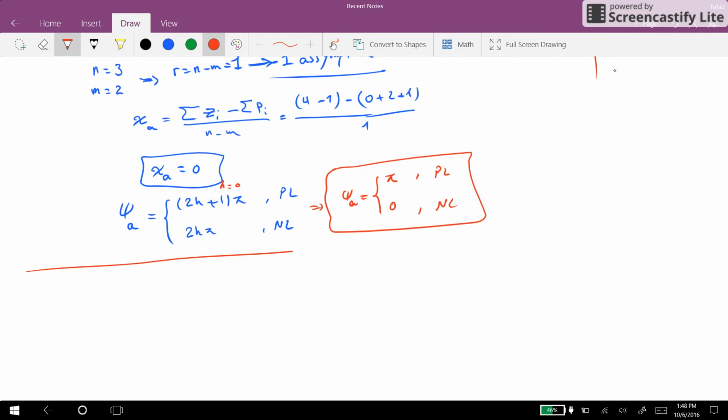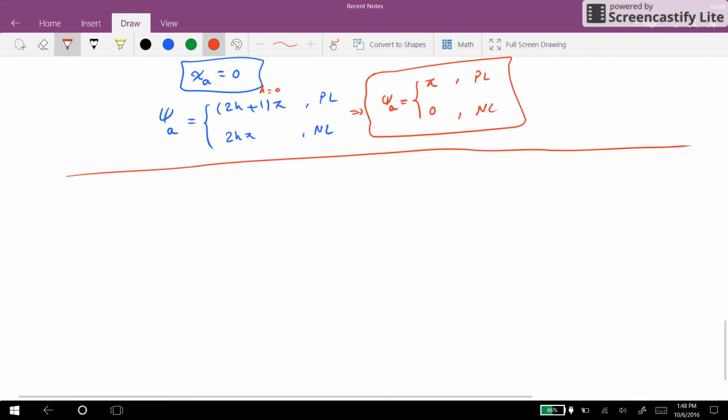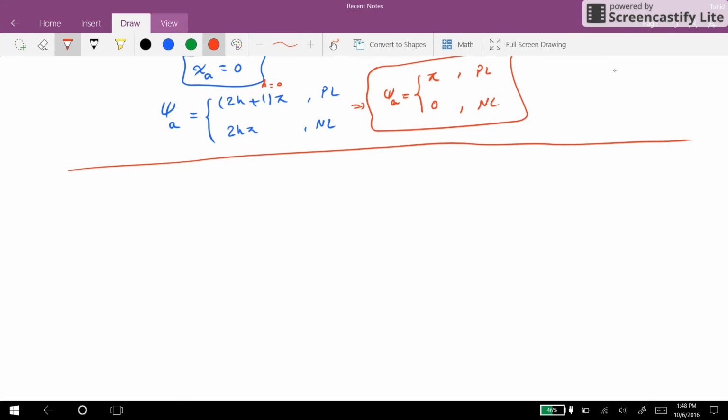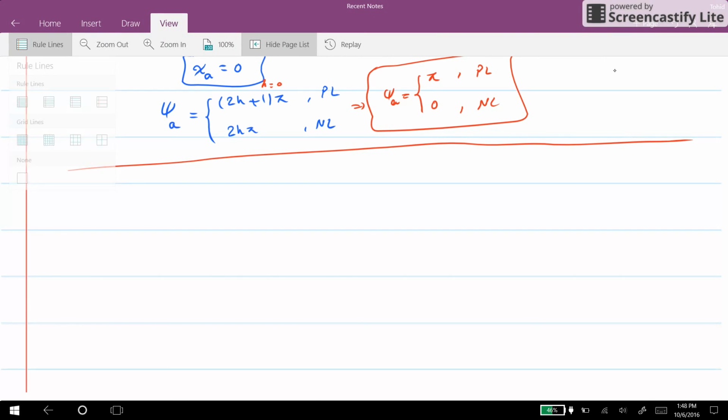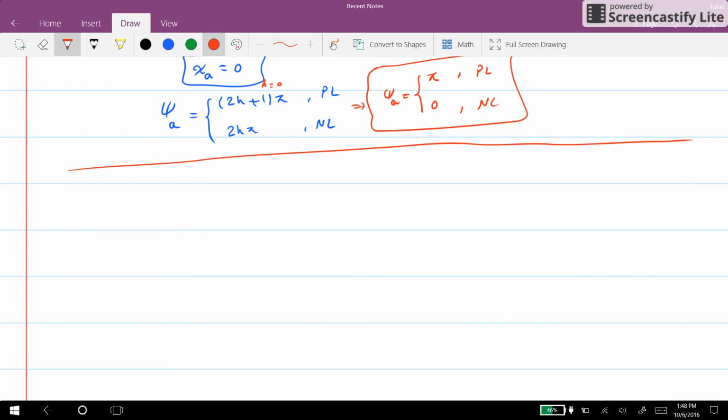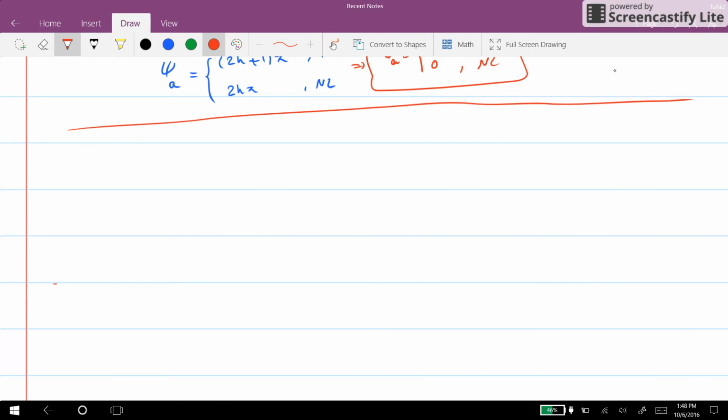So now we have the asymptote. Let's start to draw the root locus by providing two plots here.